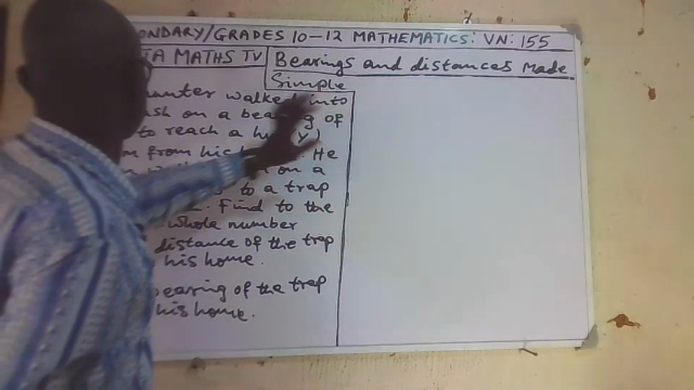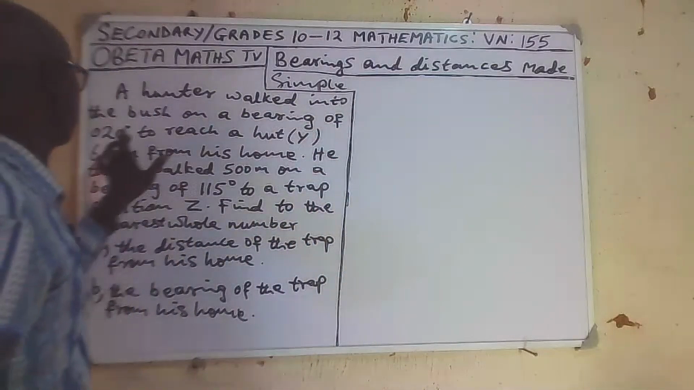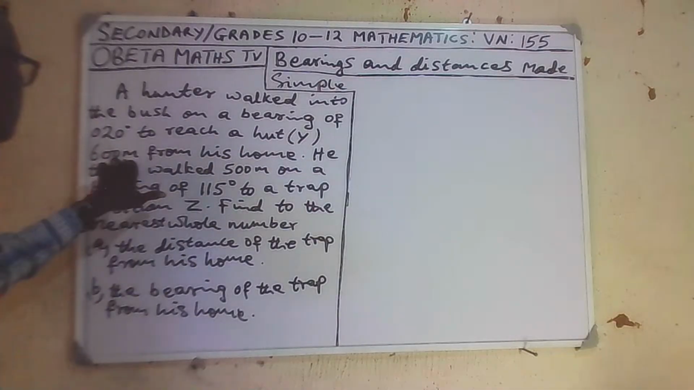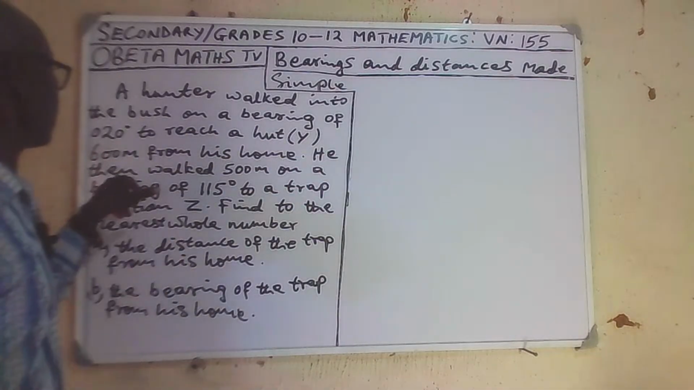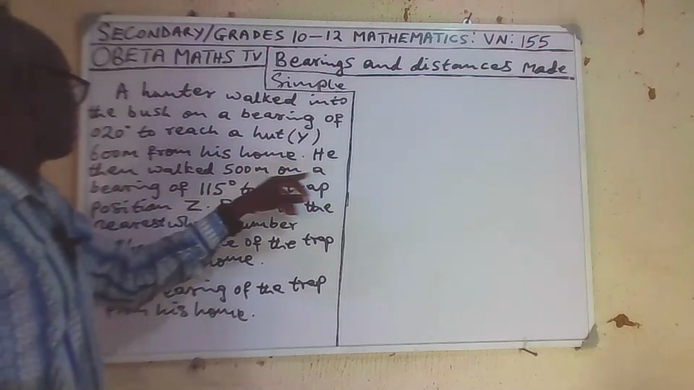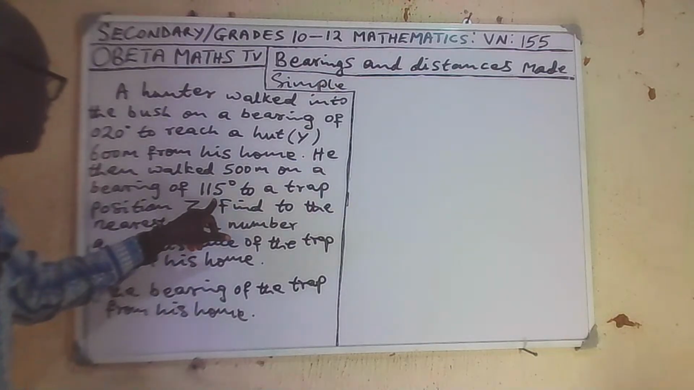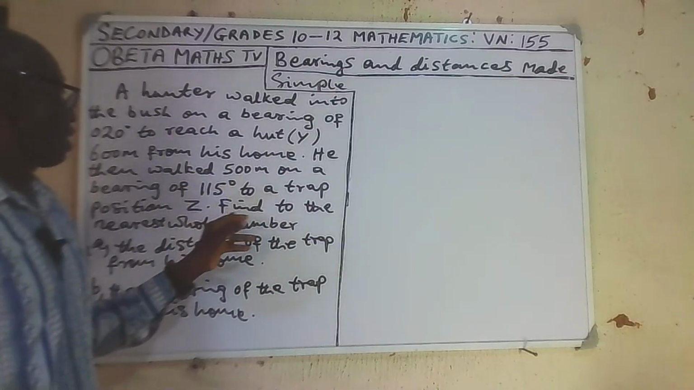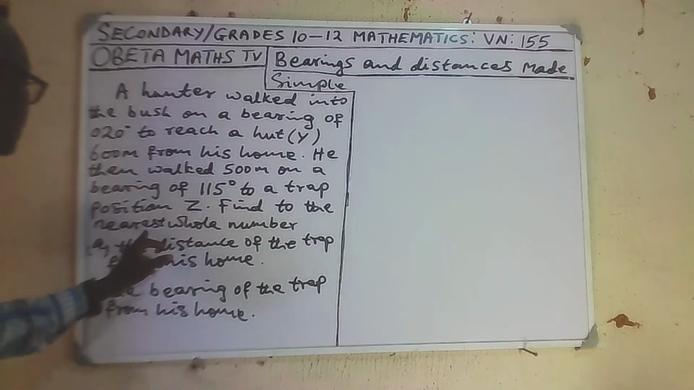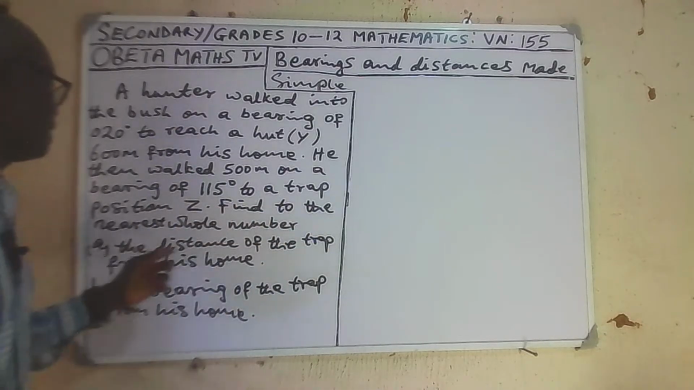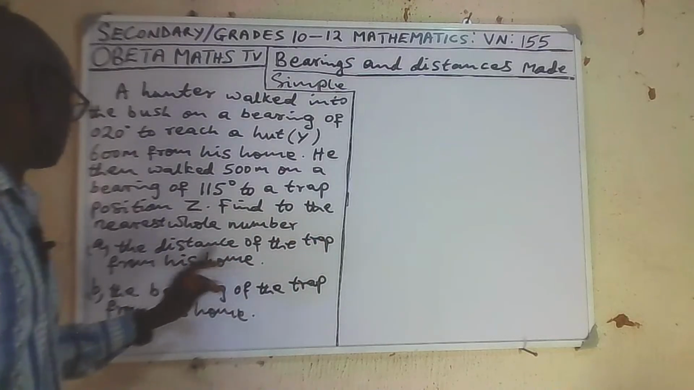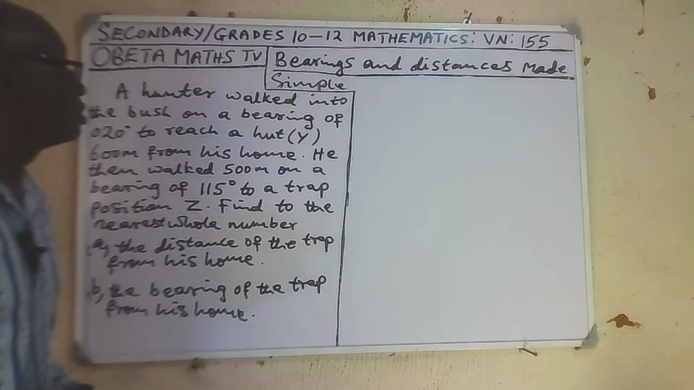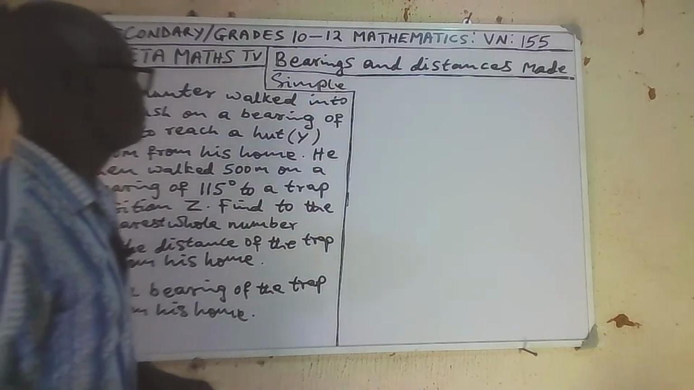A hunter walked into the bush on a bearing of 020 degrees to reach a hut Y, 600 meters from his home. He then walked 500 meters on a bearing of 115 degrees to a trap position Z. Find, to the nearest whole number, the distance of the trap from his home, and the bearing of the trap from his home. So let's start.